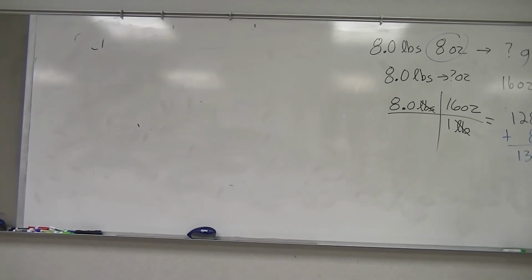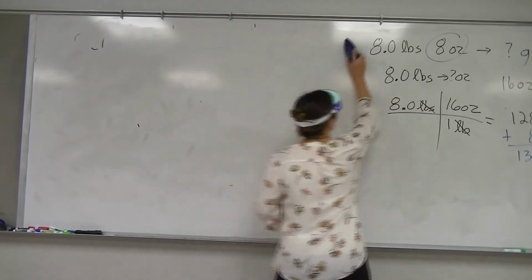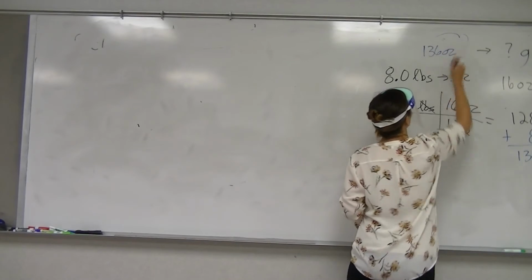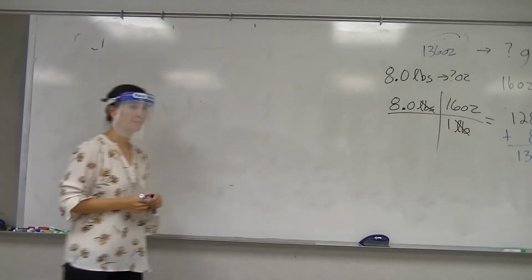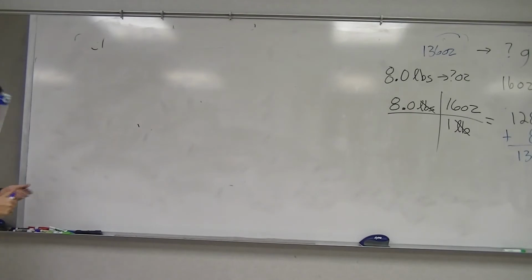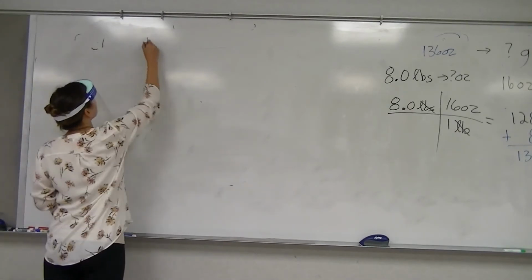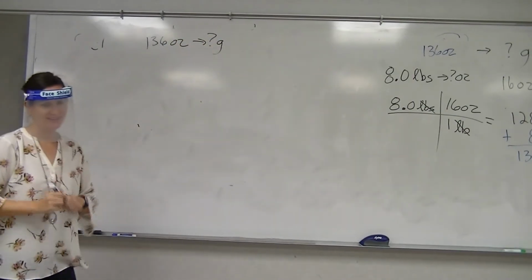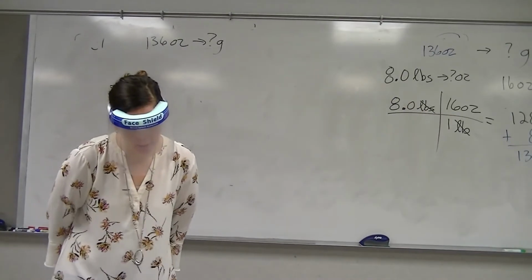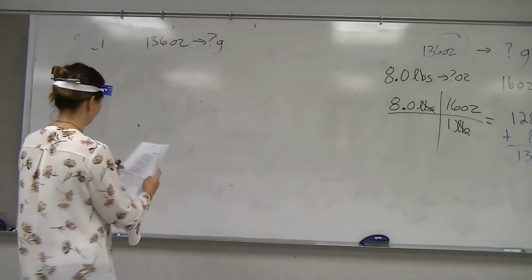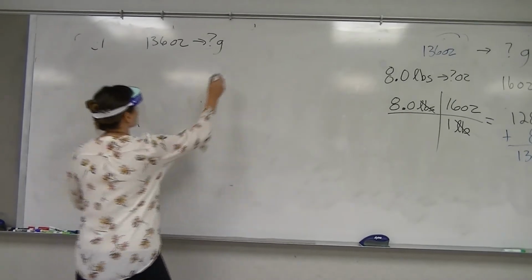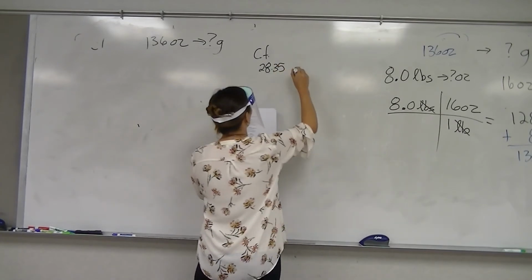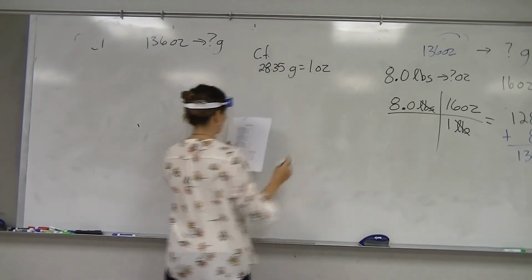Okay, so now I basically changed this, right? I'm now saying 136 ounces equals how many grams? I just put it all in common units. So, go over here. We need a conversion factor yet again. This one we should have on our sheet. Going from ounces to grams: 28.35 grams to 1 ounce. So the conversion factor is 28.35 grams to 1 ounce.